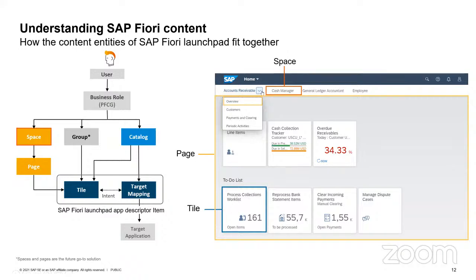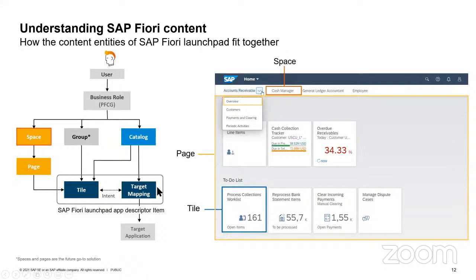Then in addition, you define a target mapping, which defines at the end which application is started when I click on the tile. This is defined in the target mapping, and the relationship between tile and target mapping is the intent. So the intent is the purpose of a tile. For example, sales order manage is the purpose of this tile, and which application is started, is launched, is defined in the target mapping.